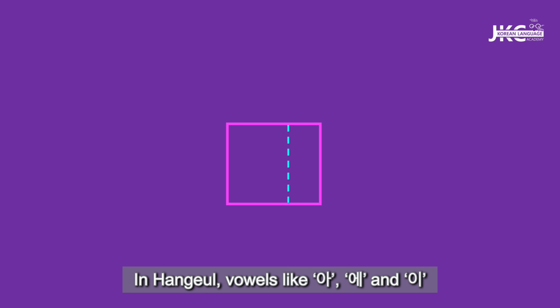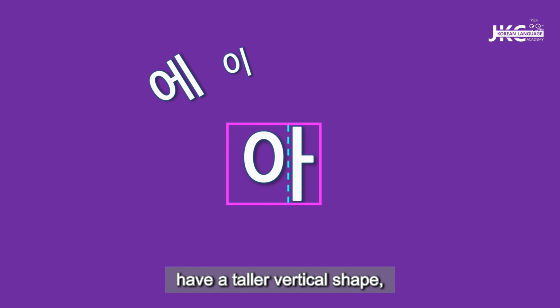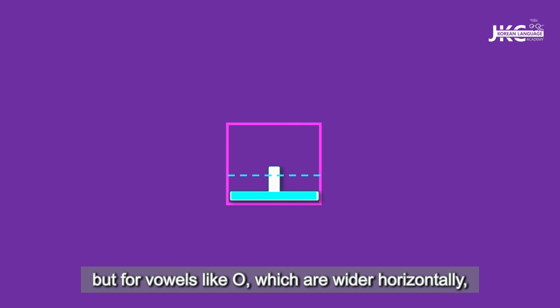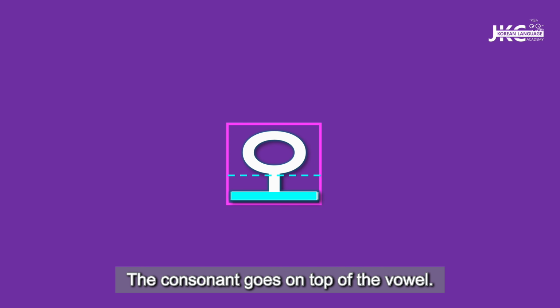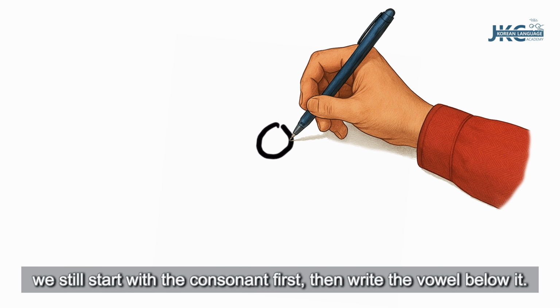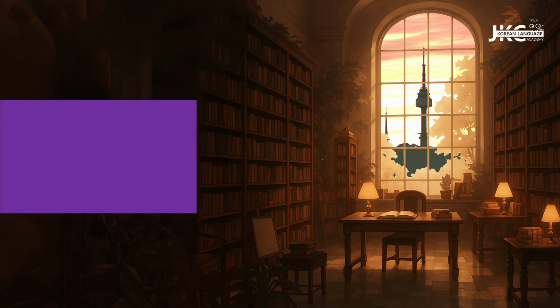In Hangeul, vowels like A, E, and E have a taller vertical shape, so the consonant is written on the left side of the vowel. But for vowels like O, which are wider horizontally, the consonant goes on top of the vowel. O, O. When writing these syllables, we still start with the consonant first, then write the vowel below it.